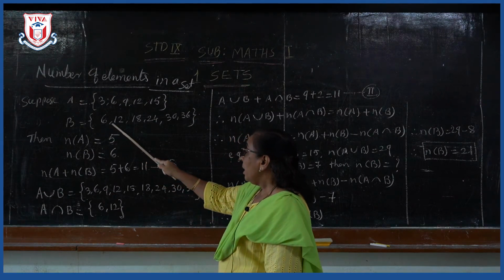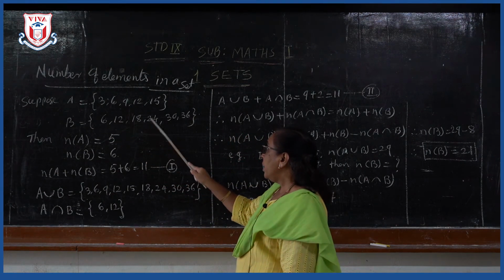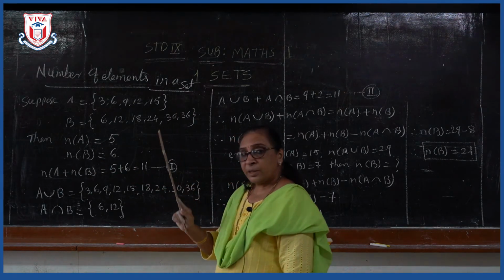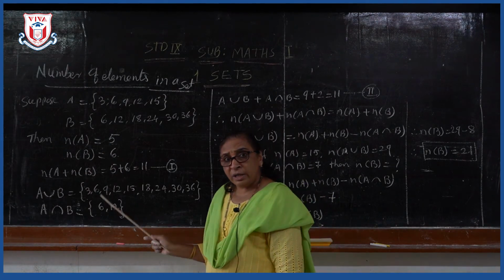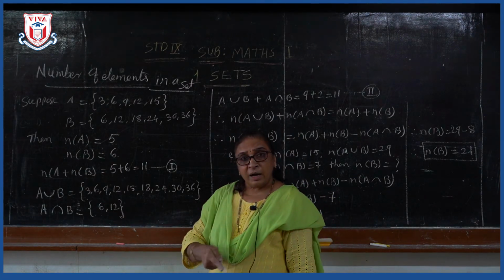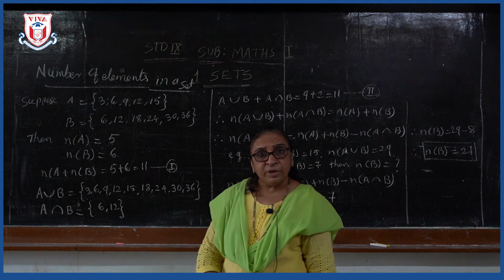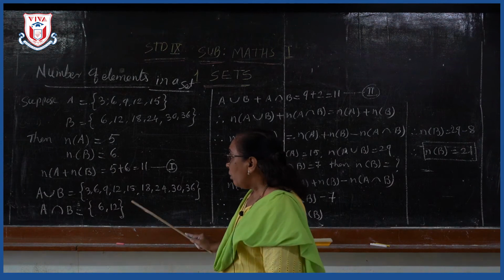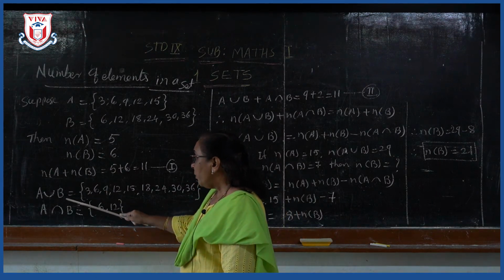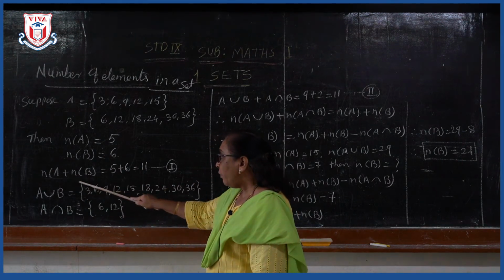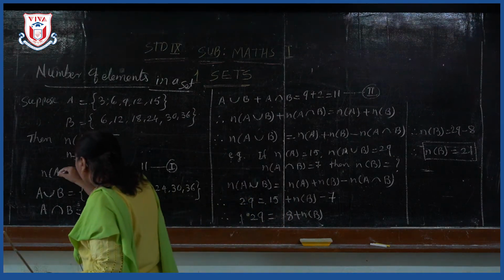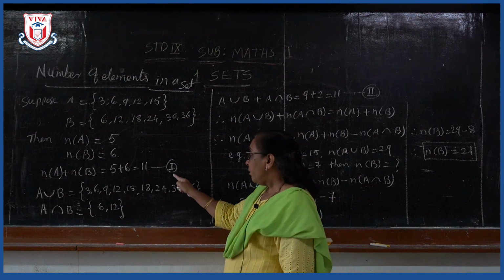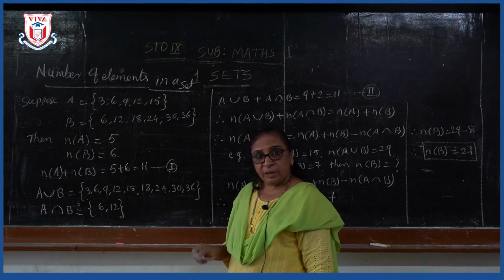Similarly, set B has elements 6, 12, 18, 24, 30, 36. So, n of B is 6. Now, here I am continuing this with the help of previous concepts which we have studied, that are intersection of sets and the union of sets. Now, before union, we will just add this n of A and n of B. So, it will be 5 plus 6, 11. I am just giving the number 1 over here for this statement.